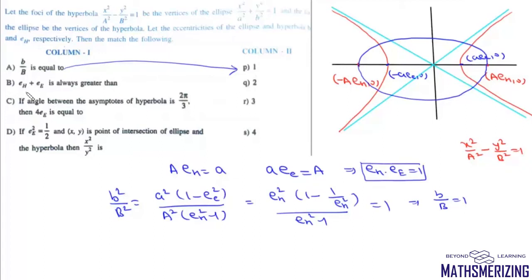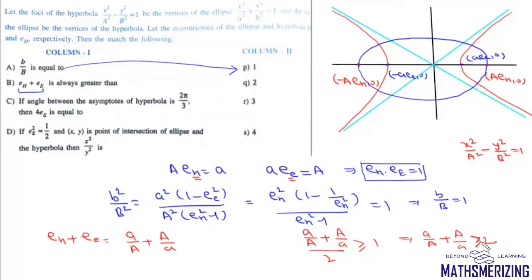Now the second question is, this EH plus EE is always greater than. So from here we can write EH plus EE, it is small a upon capital A plus capital A upon small a. Just by looking at it, we know that we have to use AM-GM inequality. We can say small a upon capital A plus capital A upon small a, divided by 2, that is arithmetic mean of these two numbers must always be greater than or equal to their geometric mean, which is 1. So from here we can say a upon A plus A upon a must always be greater than or equal to 2. So this EH plus EE must always be greater than or equal to 2.